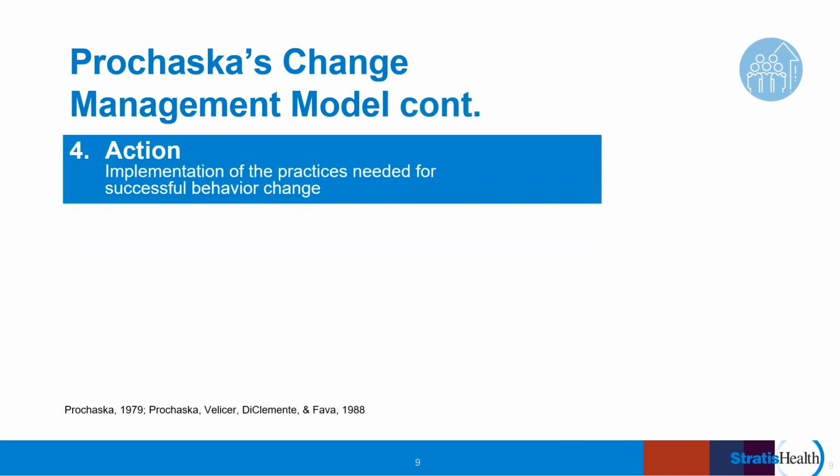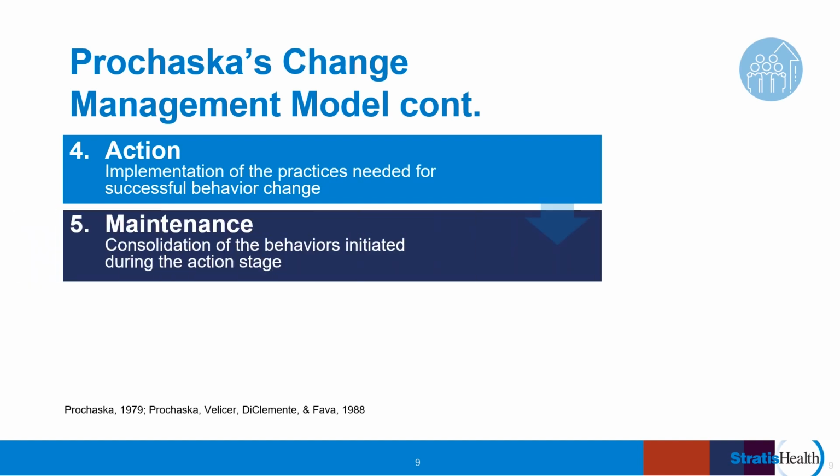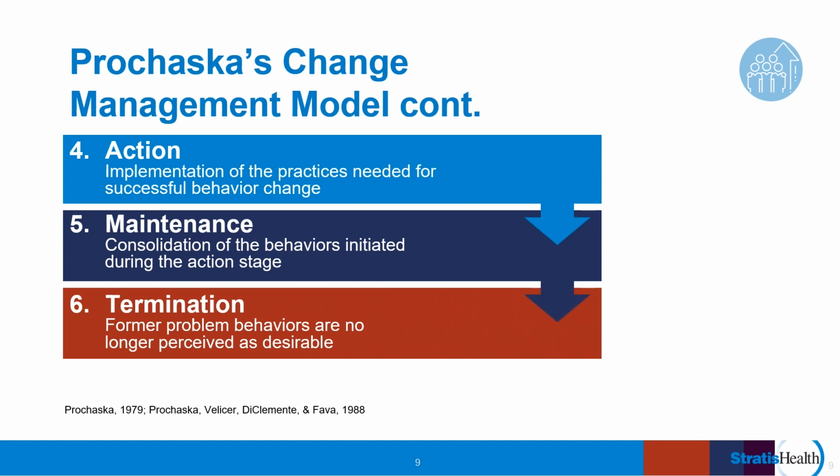The next step is action. This is when an individual implements the practices needed for successful behavior change. Then maintenance. During this stage, there is a consolidation of the behaviors initiated during the action stage. And finally, termination. At this point, the former problem behaviors are no longer perceived as desirable. As Prochaska describes in these 6 steps, behavioral change is not immediate, and this underscores that change is indeed a process, a series of stages or steps that lead to the desired future state.